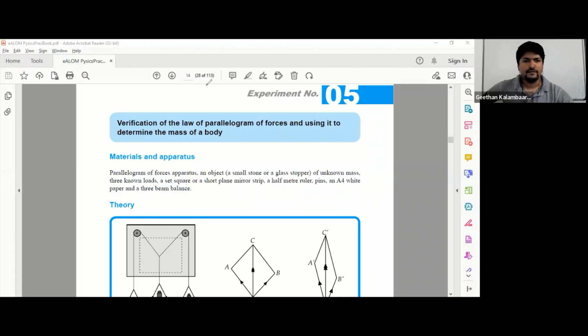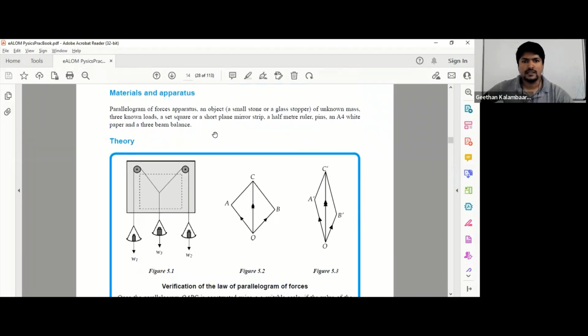Experiment number 5, verification of the law of parallelogram of forces and using it to determine the mass of a body. Right. So let's see what are the materials and apparatus required for this. So there is a different apparatus, parallelogram of forces apparatus. The board, right? Wooden board usually.